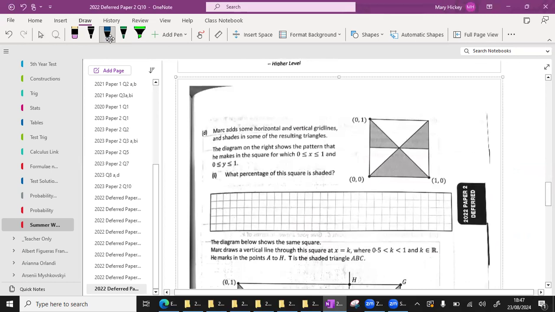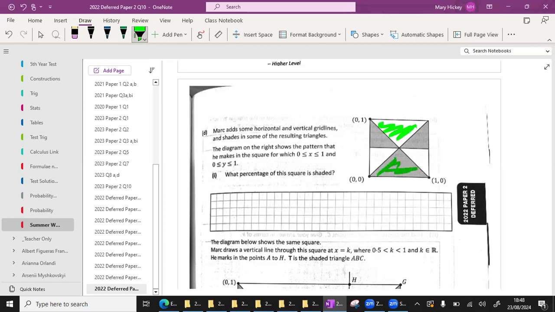Mark adds some horizontal and vertical grid lines and shades in some of the resulting triangles. The diagram on the right shows the pattern that he makes in a square for which x is between 0 and 1, and y is between, again, 0 and 1. What percentage of the square is shaded? Well, I suppose we can easily see that this would in fact fit right in there under axial symmetry in that line in the middle. So, nothing to it really. 50% is shaded. Half of the square is shaded.